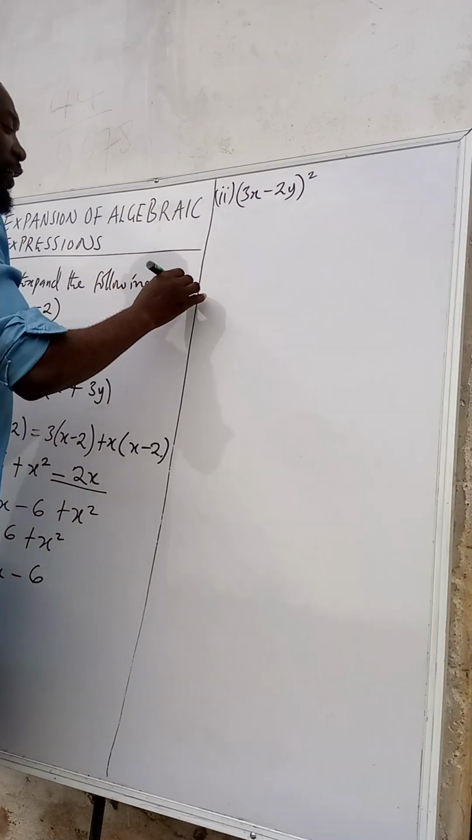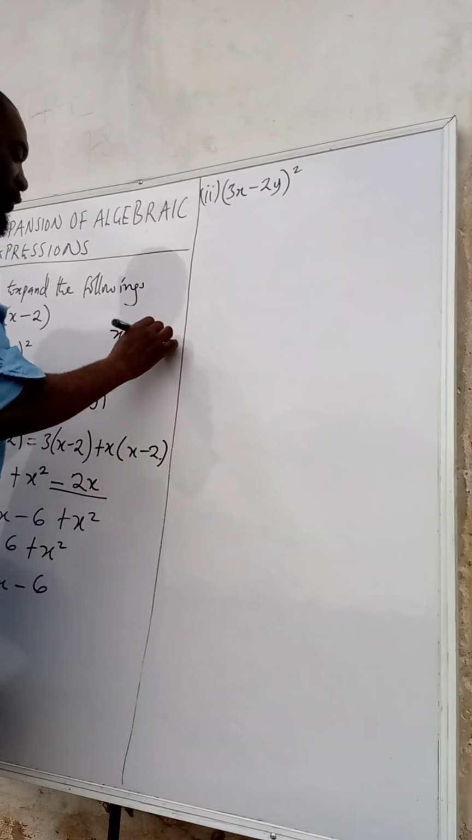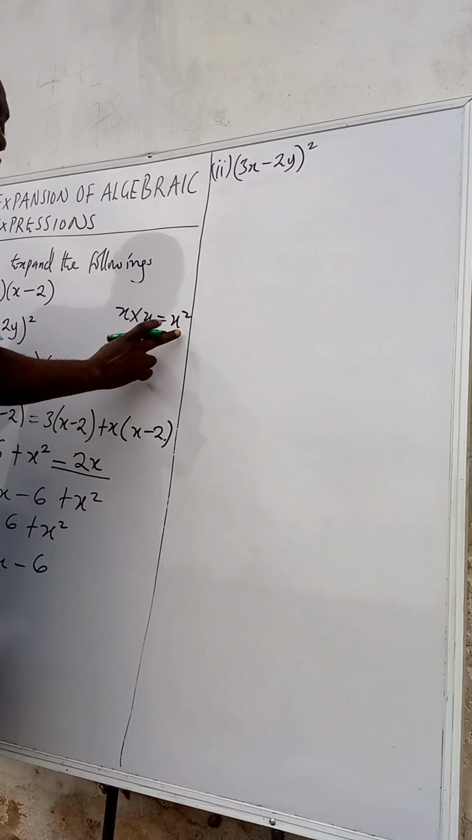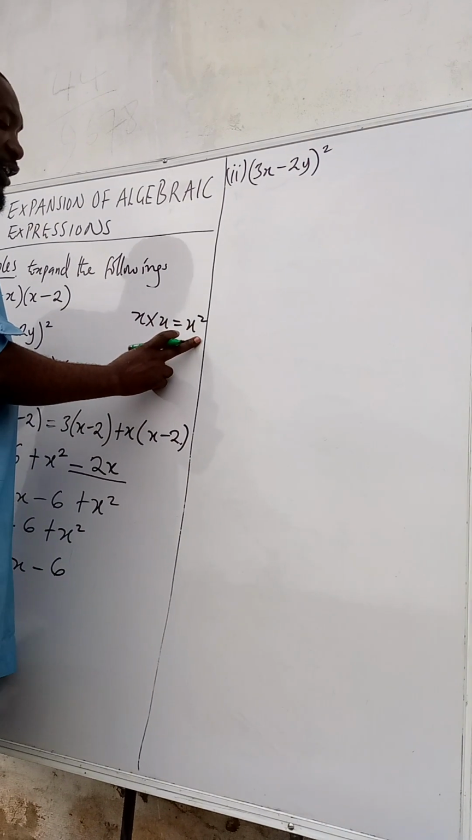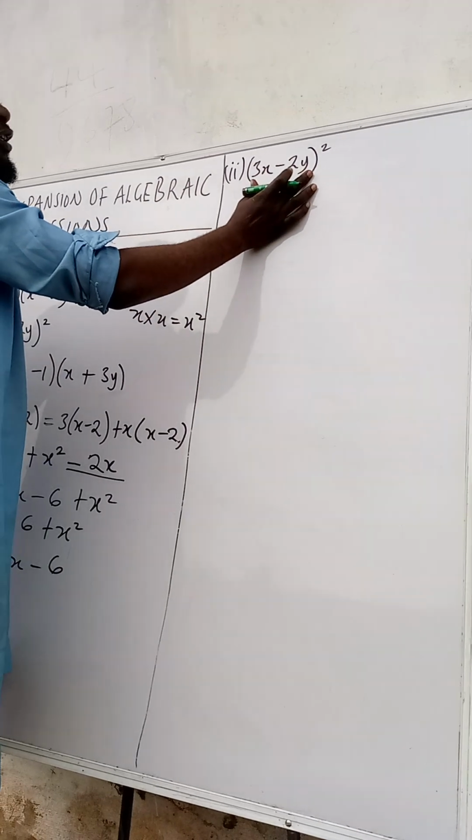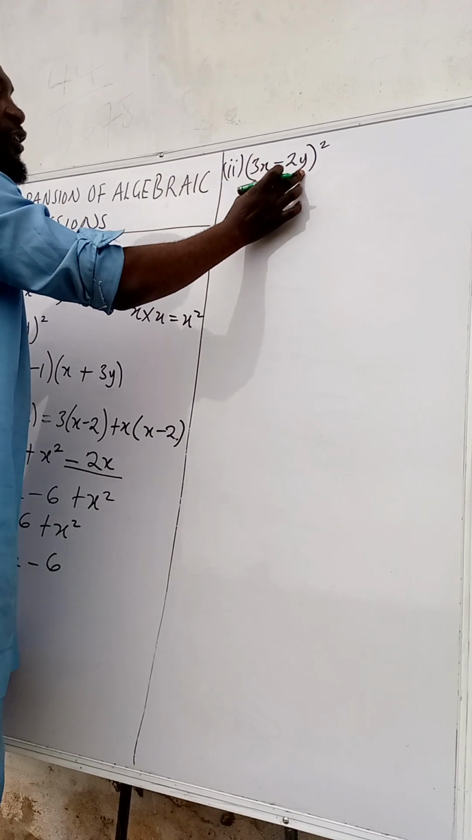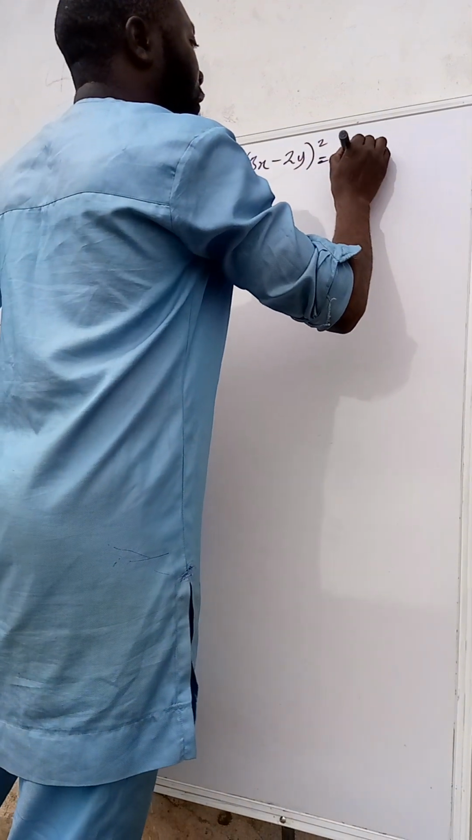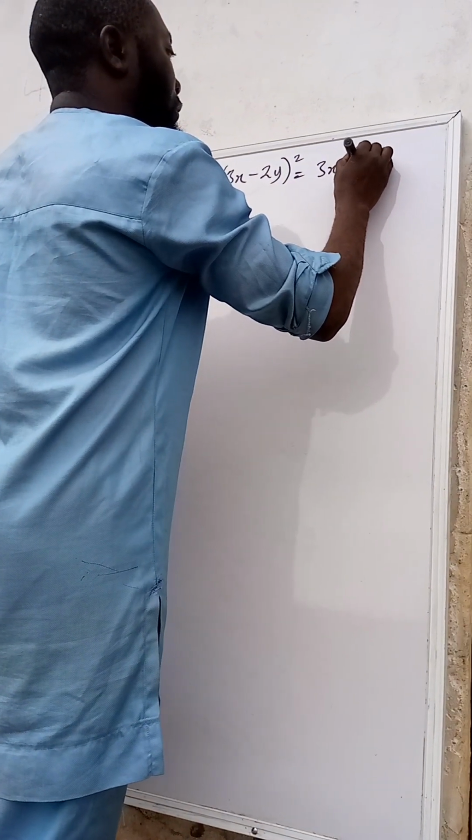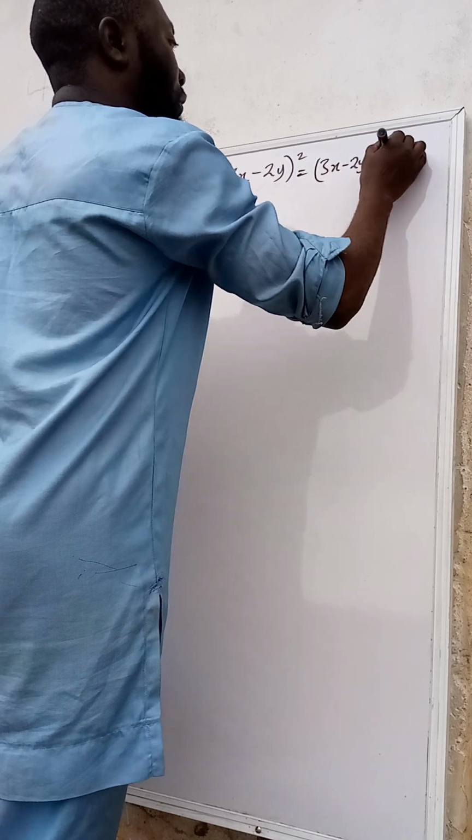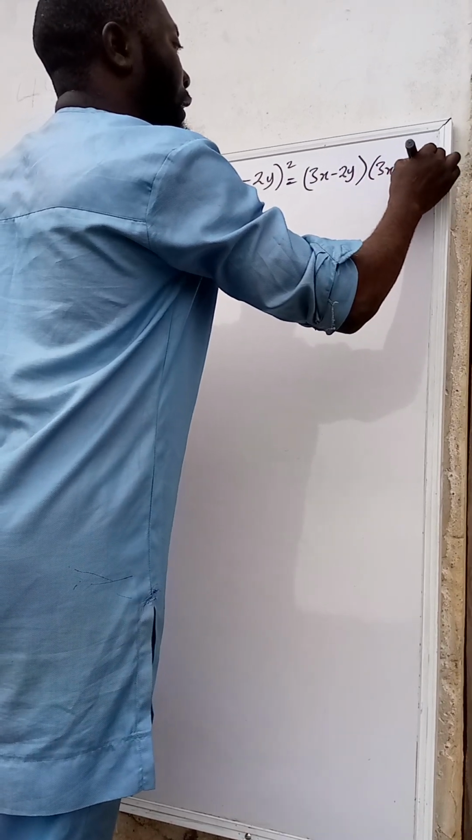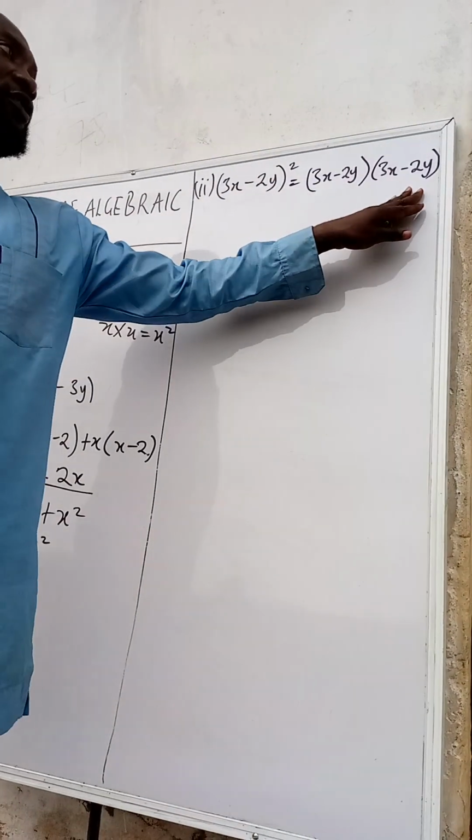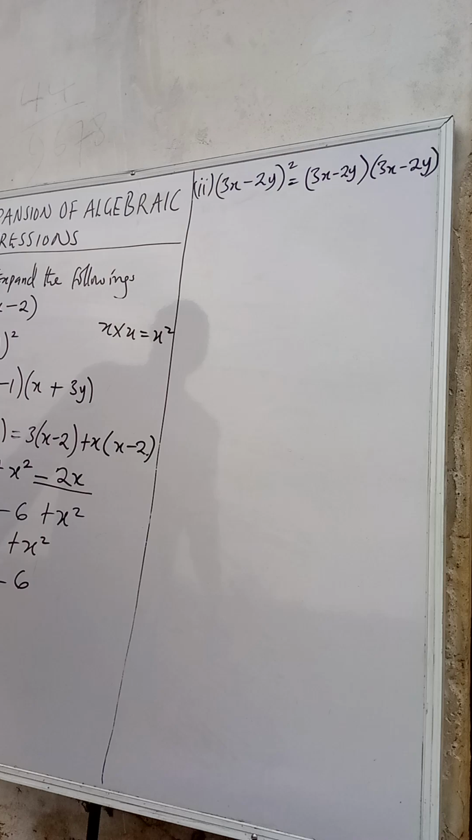When we said x times x equals x squared, or anytime you have x times x, that is x squared. Meaning this square implies this multiplied by the same thing again. So I can write this as (3x minus 2y)(3x minus 2y). It's just like this multiplied by this, that is the square of it.